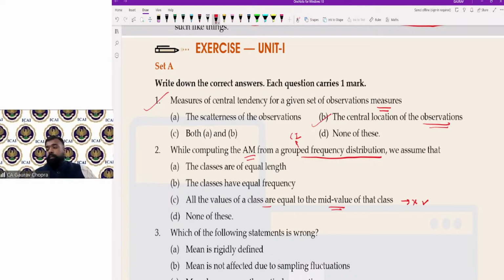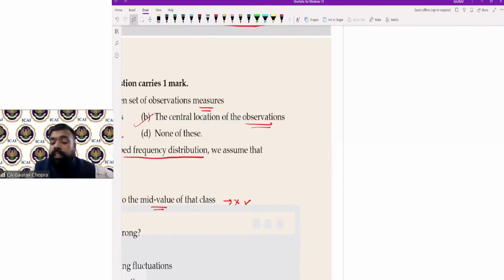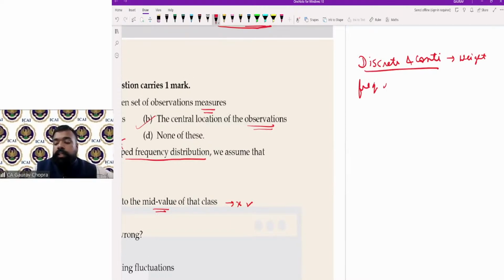Then Pawan is asking about weighted AM, GM and HM. See, weighted का मतलब होता है discrete and continuous series. तो जो भी series आपकी discrete and continuous है, so that is basically weight, because frequency is treated as weight. Frequency को ही हम एक तरह से क्या बोलते हैं? It is the weight.